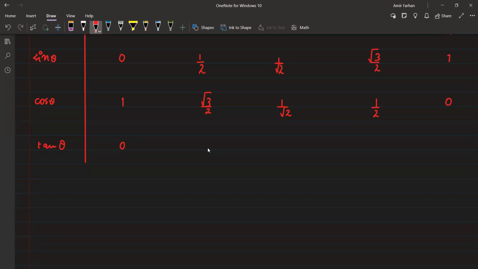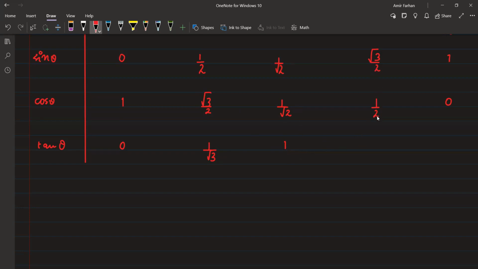1 by root 3. Very good. 1 by root 3. Clear? And you see this thing, 1 by root 2 and 1 by root 2, it will be equal to 1. So I've told you that the value of tan theta at 45 is 1.